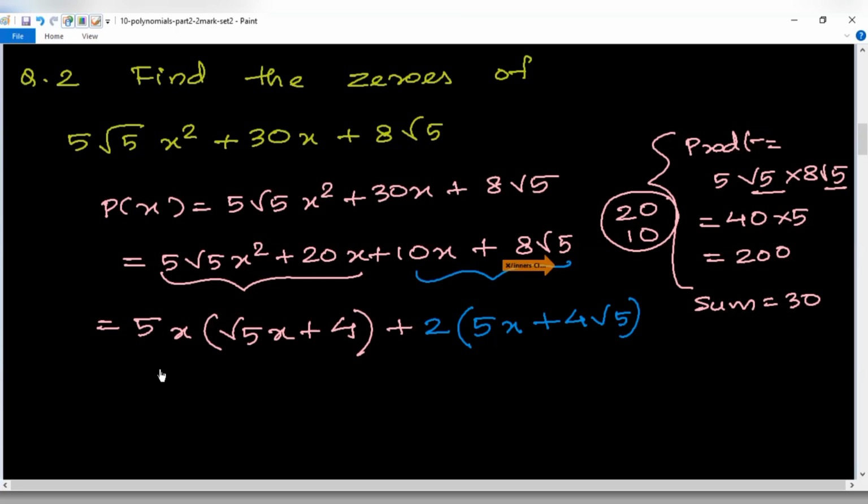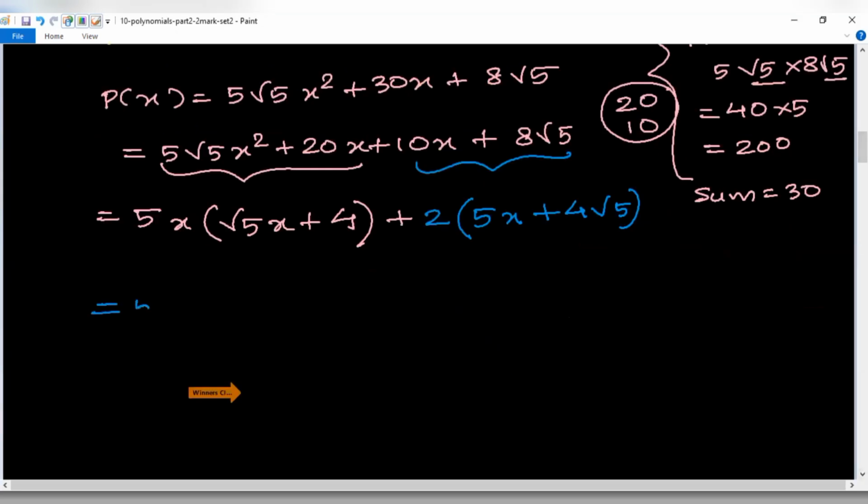So in the next step, we don't have anything in common to take out, right? That is the situation now. So let us do an arrangement over here. See, 5x into root 5x plus 4 is there. And from the second bracket, see here, if we take root 5 outside, here our root 5 is there, and from here also root 5 we can take out, because 5 is actually root 5 into root 5.